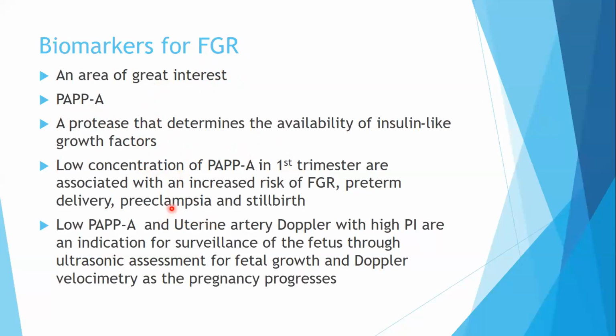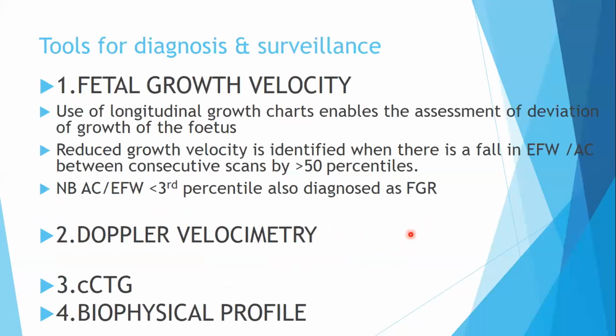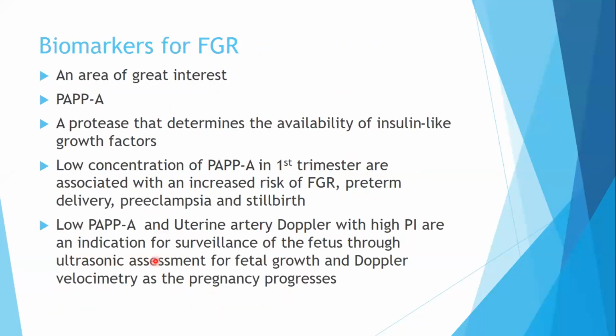So these two new screening methods, that is Doppler velocimetry and PAPP-A, help us to see babies who are at high risk of fetal growth restriction. And once we are aware of this, they are an indication for surveillance of the fetus through ultrasonic assessment of fetal growth and Doppler velocimetry as the pregnancy progresses.